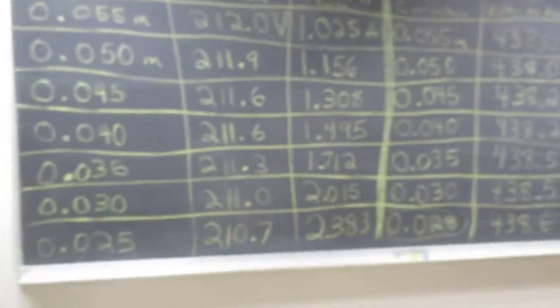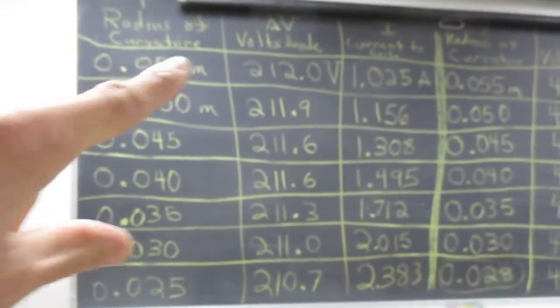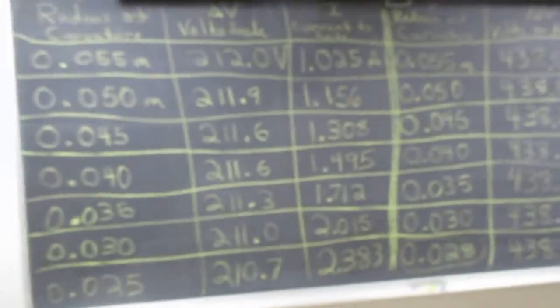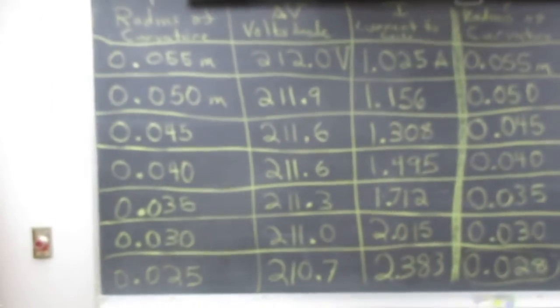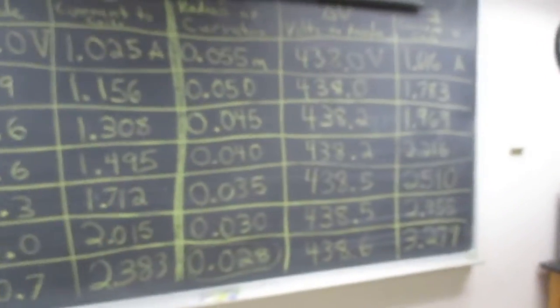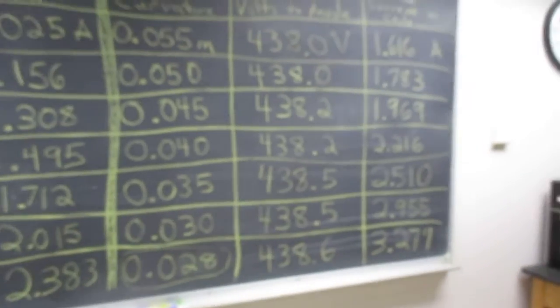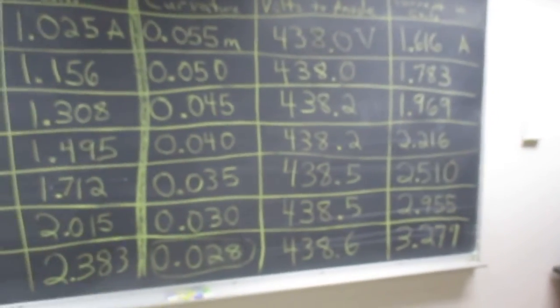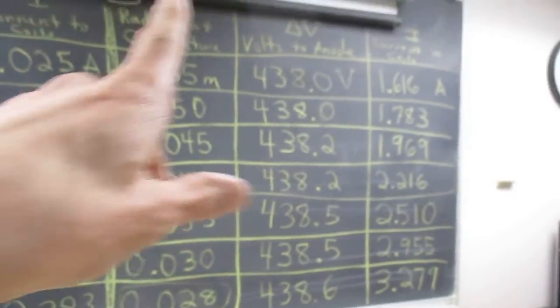Now we have a case where we kept the voltage roughly constant, and we have our radius of curvature, voltage, and current in our coils. So again, you can pause the video. Next, we have a third set where the voltage has also remained constant, but at a higher value, roughly twice that of the original. And again, we have our radius of curvature and current in the coils.